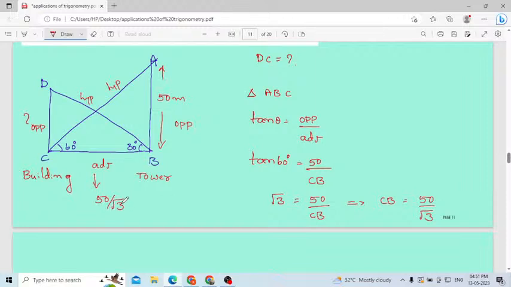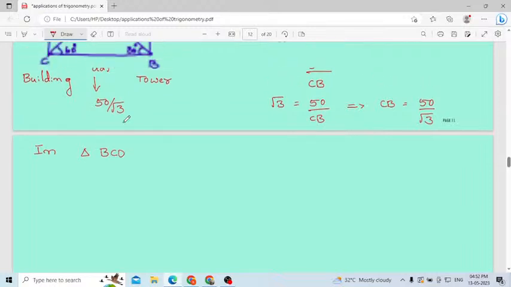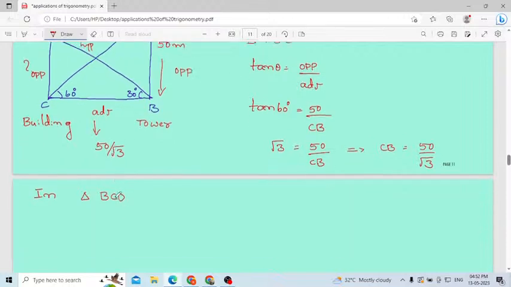Adjacent value we calculated, the distance between the building and the tower. What we have to calculate? We have to calculate the height of the building. Consider the next triangle, the smaller one. In triangle BCD, consider the triangle BCD. Here tan 30 degree will be equal to opposite, we don't know, DC as it is. Adjacent we calculated, that is 50 divided by root 3.